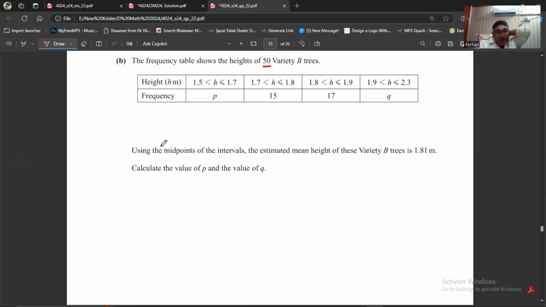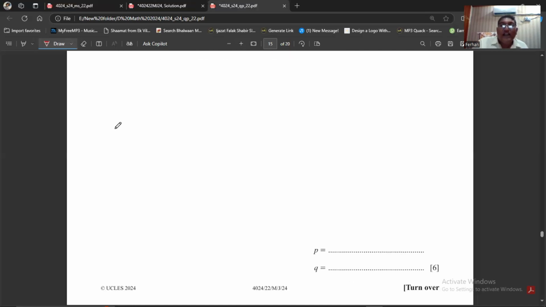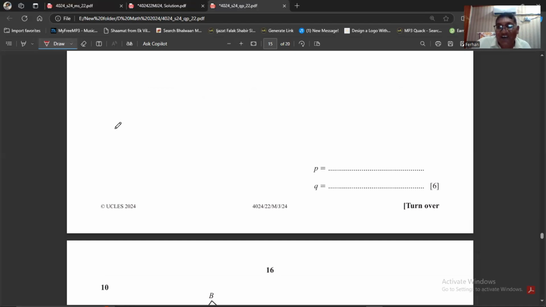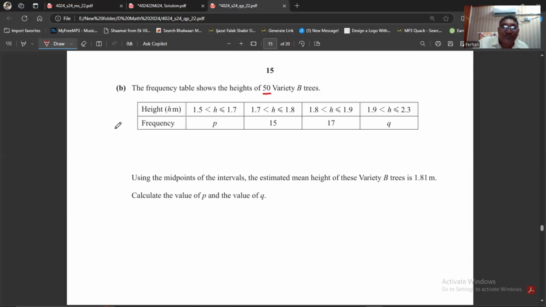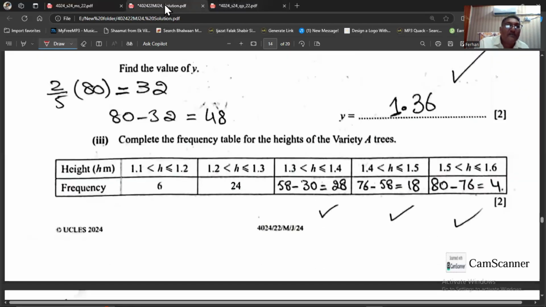Using the midpoints of the intervals, the estimated mean height of these variety B trees is 1.81 meter. The mean of this is given, that is 1.81 meter. Their question is calculate the value of P and the value of Q. And it's a 6 marks question, very, very important. So let me show you, I will do this.